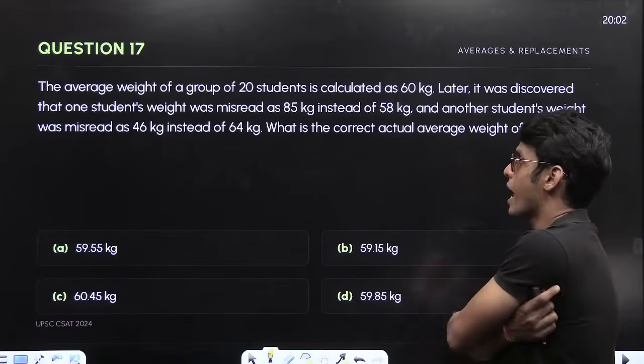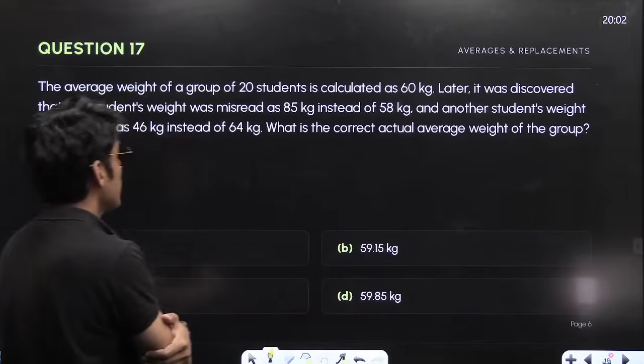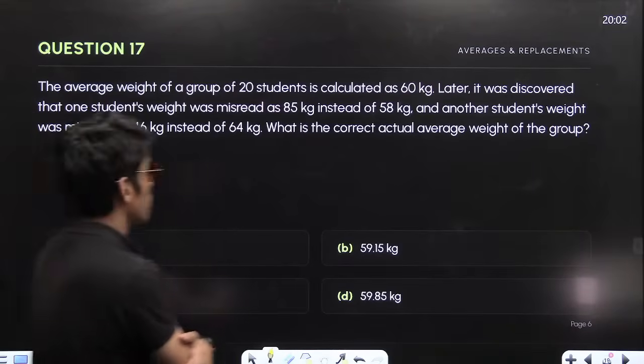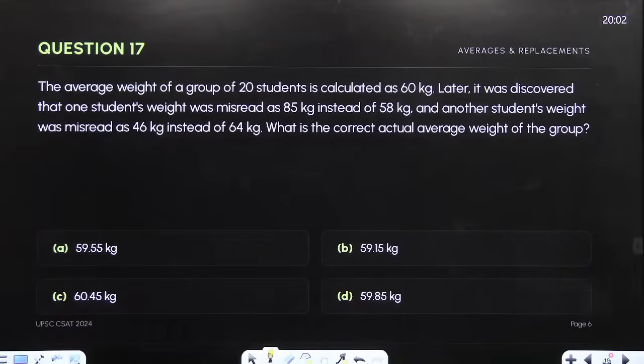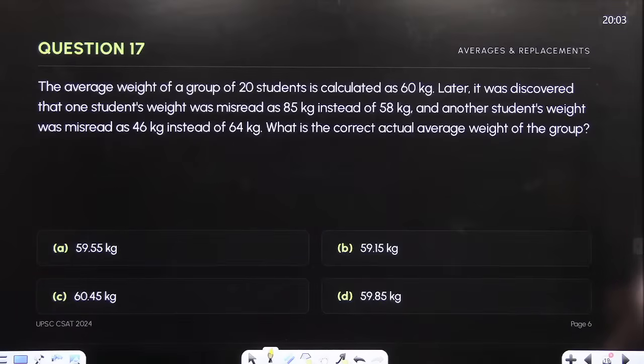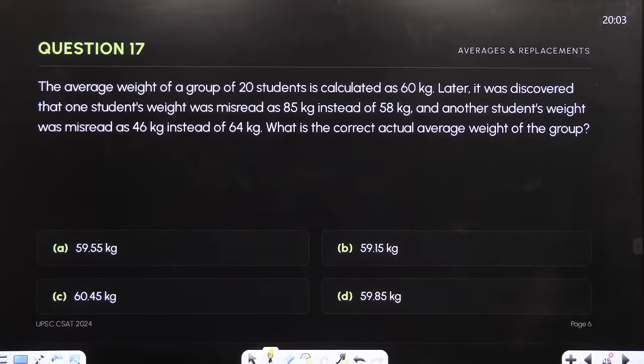Now, the average weight of a group of 20 students is calculated as 60 kg. Later, it was discovered that one student's weight was misread. Just a second. Question number 17. I don't think question number 17 is this. Yes, the question is incorrect here. Let me check question number 17. Yes, question number 17 is this.